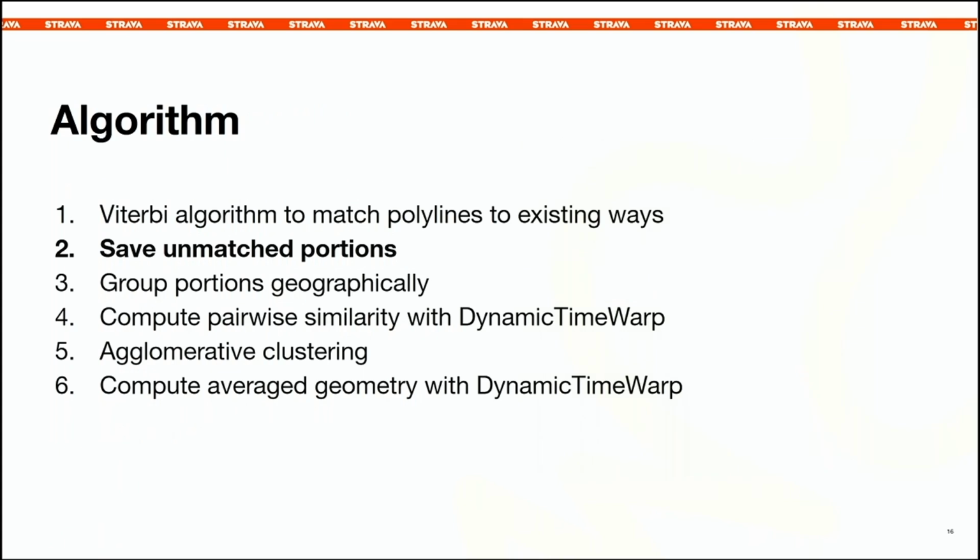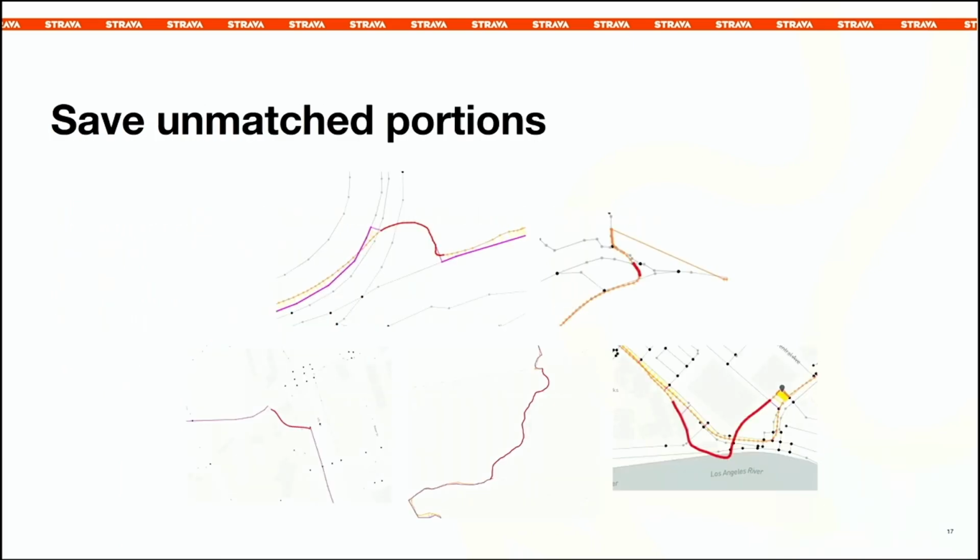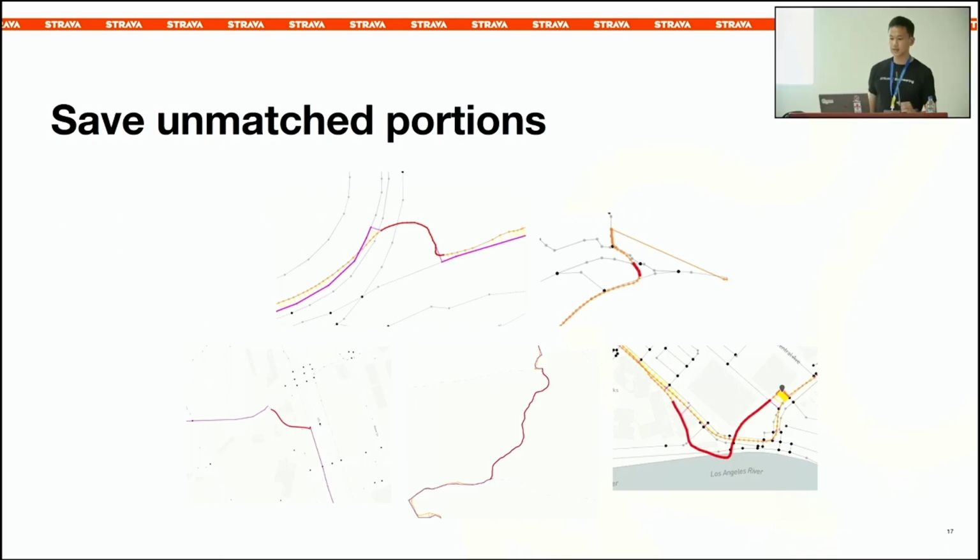So we save the unmatched portions next, and we save the matched portions for the routing product. We save the unmatched portions in this case for the generated ways. So these are essentially the leftovers of the algorithm that we already had. The red lines here represent what those are visually. So you can see the purple represents the matched parts of somebody's activity polyline, whereas the red part represents the unmatched part of an activity polyline.